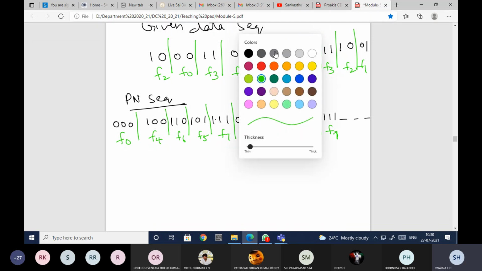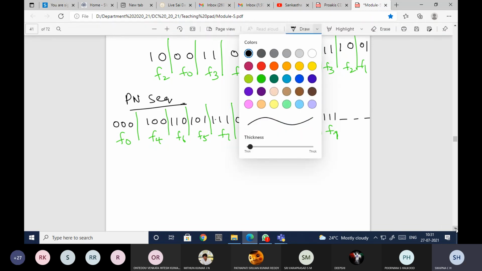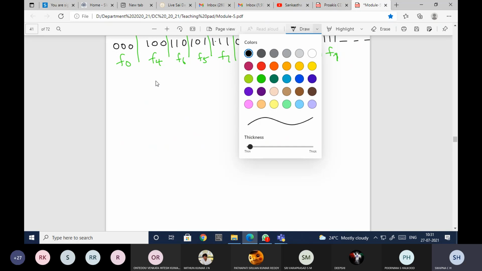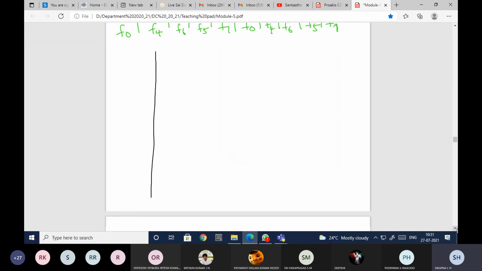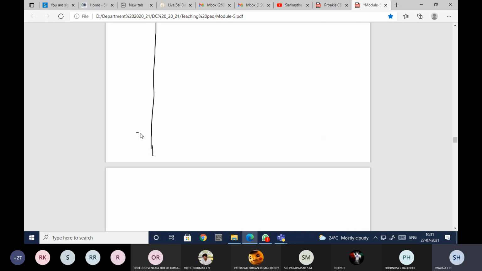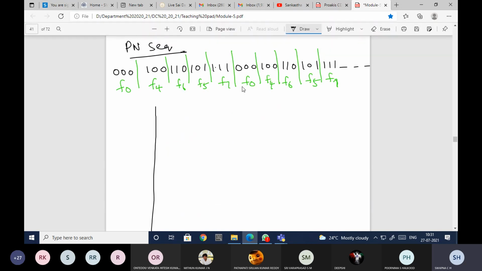Okay, now after this I need to draw the frequency versus time plot. This is the time period, and on this I'll take the frequencies.